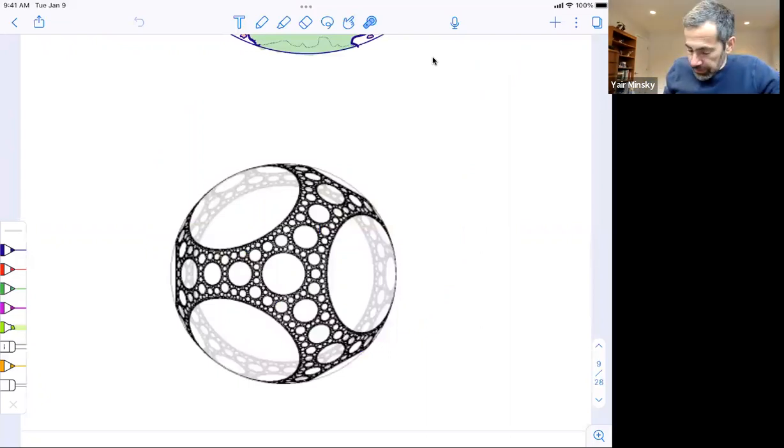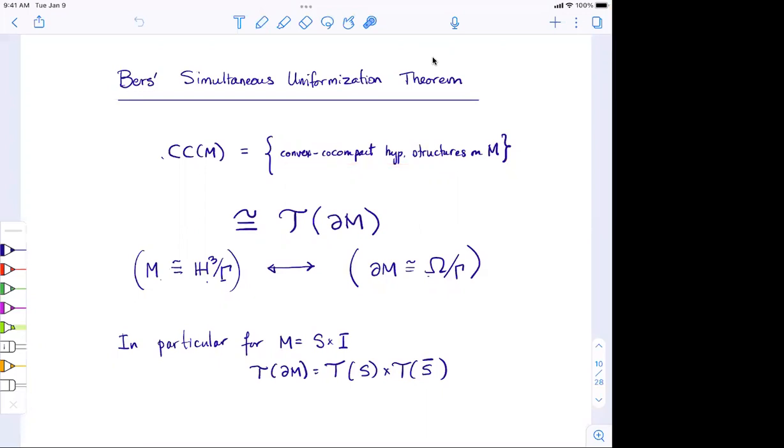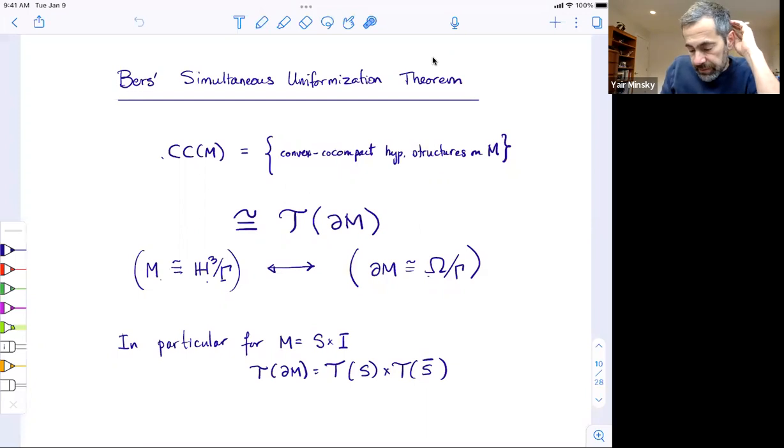Okay, so those are the pictures. The next old-fashioned theorem from the 60s is the Bers simultaneous uniformization theorem, which tells us how to put all these different convex co-compact structures together. So we fix a manifold M, and we consider all convex co-compact hyperbolic structures on M, exactly the things I had in the previous slides. And Bers' theorem, translated to the current language, says that this set of all convex co-compact structures can be identified with the Teichmüller space of the boundary.